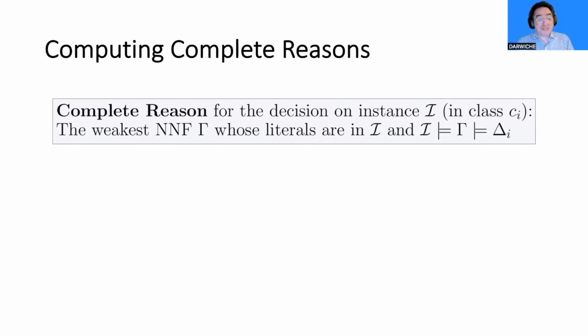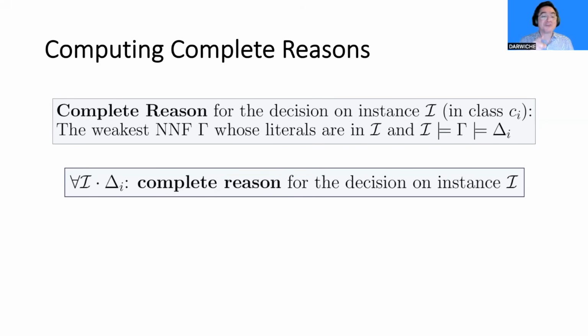So remember our friend, the complete reason, which we defined as the weakest NNF formula whose literals appear in the instance and that satisfies this condition. Well, here you go. I can get you this guy this way, meaning you give me the class formula, and I quantify the instance out of it using the definition that I just gave you. And that result is an abstraction of the instance. It's the weakest condition on the instance that triggers the formula.